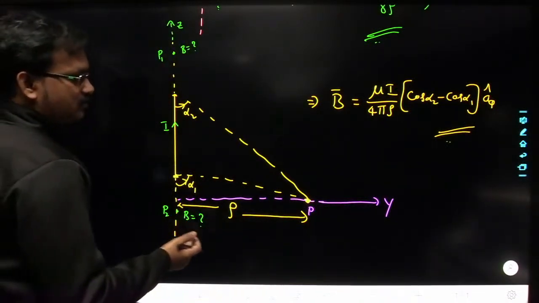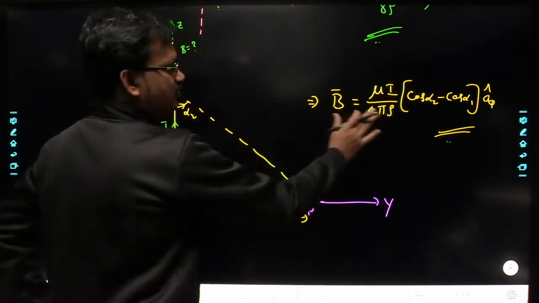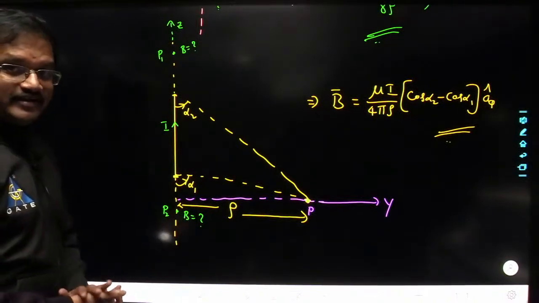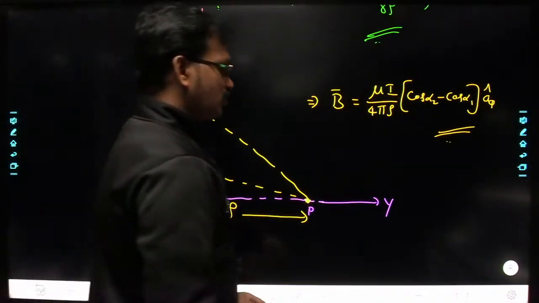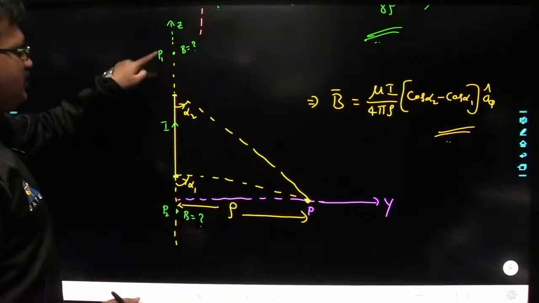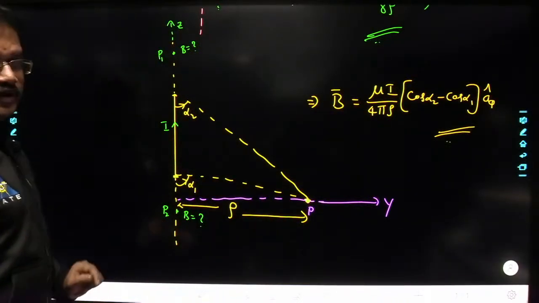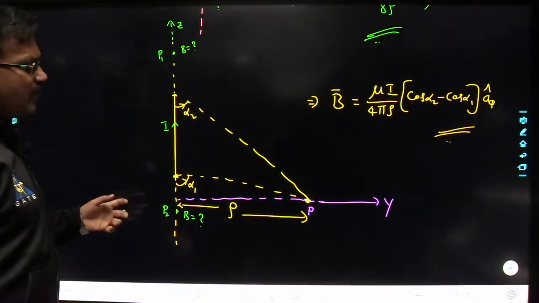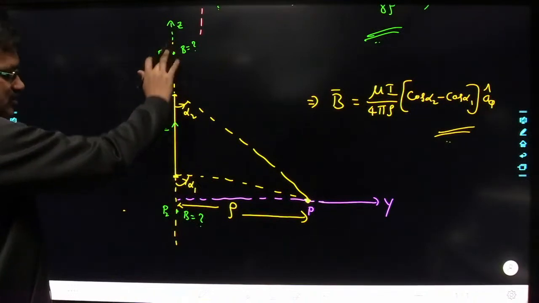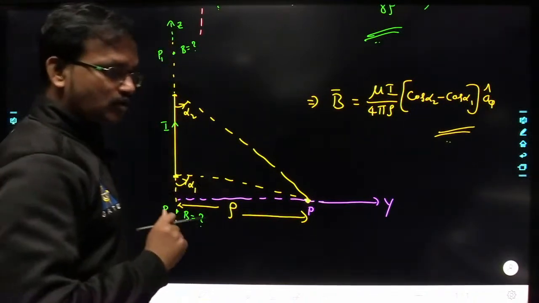So what I am saying here, this is the expression for B field we got for a current carrying wire of finite length, right? Now see here, if you blindly apply this formula to determine the B field at point P1 and at point P2, what are you going to get, tell me?